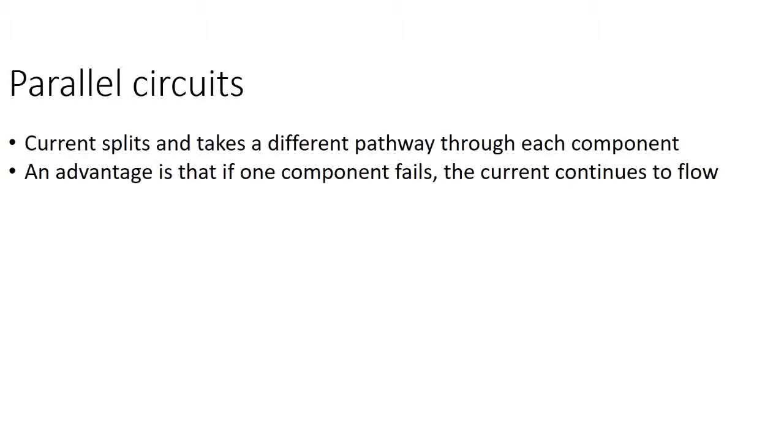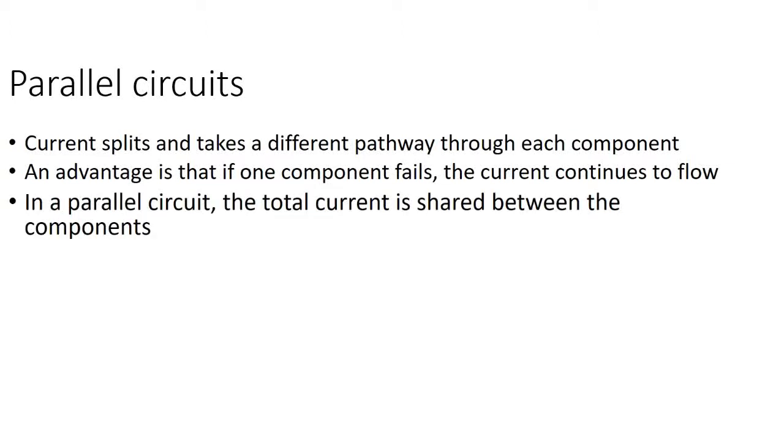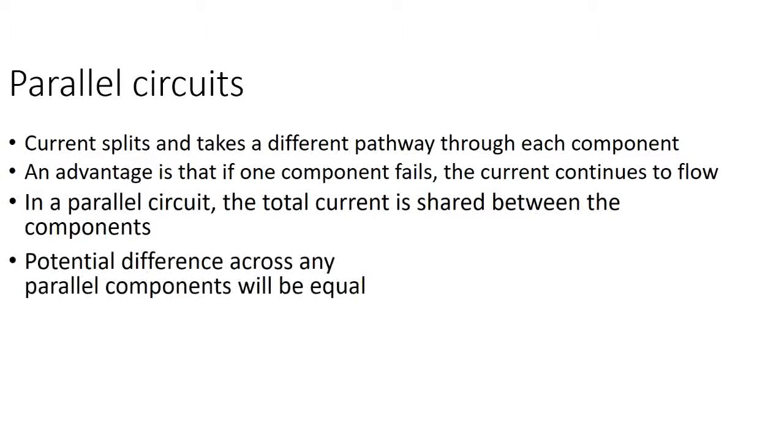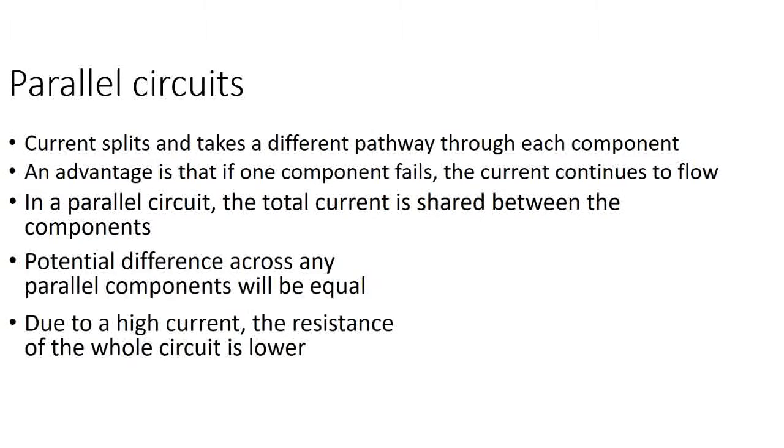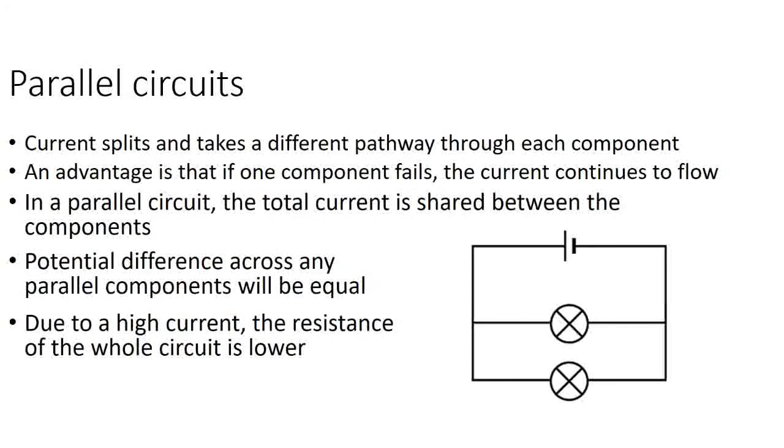In parallel circuits, the current splits and takes a different pathway through each component. An advantage of this is that if one component fails, the current continues to flow. In a parallel circuit, the total current is shared between the components, but the potential difference across any parallel components will be equal. Due to a higher current, the resistance of the whole circuit is lower. Here's a simple parallel circuit with a cell and 2 light bulbs.